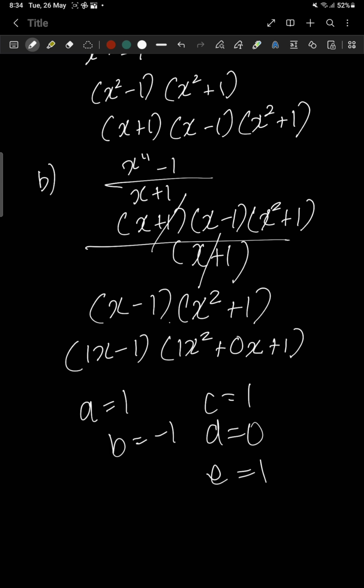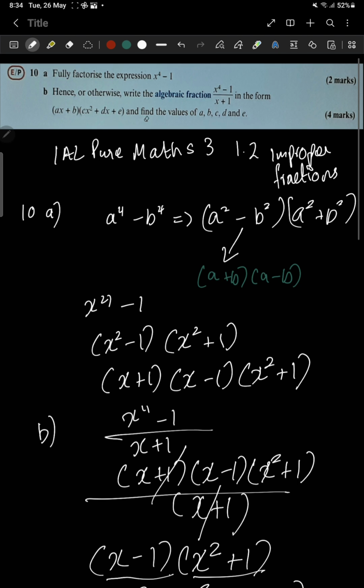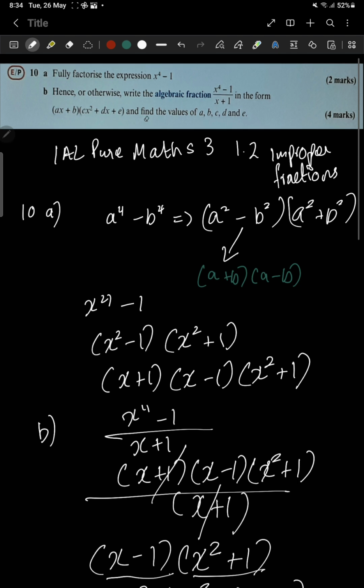Quite an easy question, but you have to cancel these factors to arrive at x minus 1 and a quadratic over here. I hope you understood something from this.